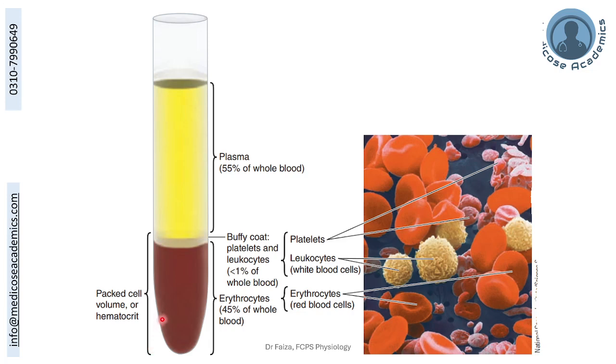We will have its detailed discussion in RBC indices. However, right now, I would like to emphasize that it is the percentage volume of the blood occupied by the RBCs. So this is the whole volume of the blood, and the percentage volume of blood occupied by the blood cells is the packed cell volume, which in this image is 45%.